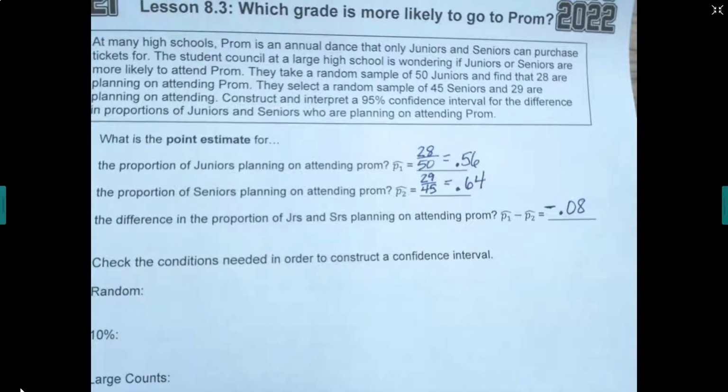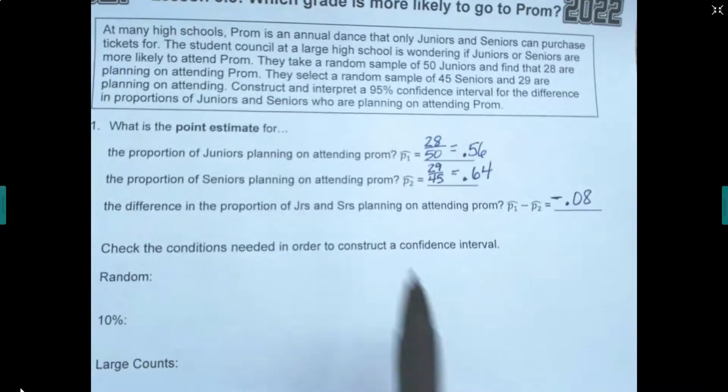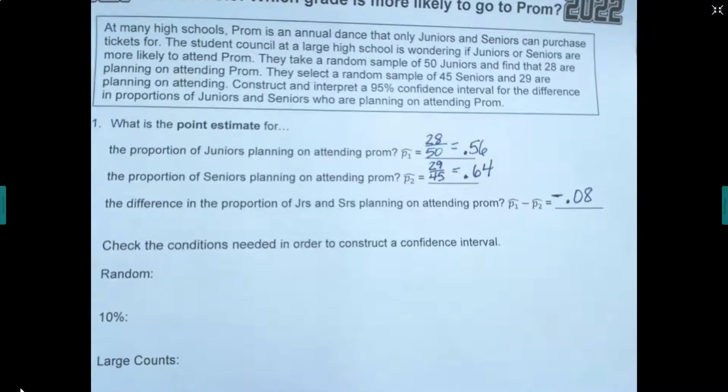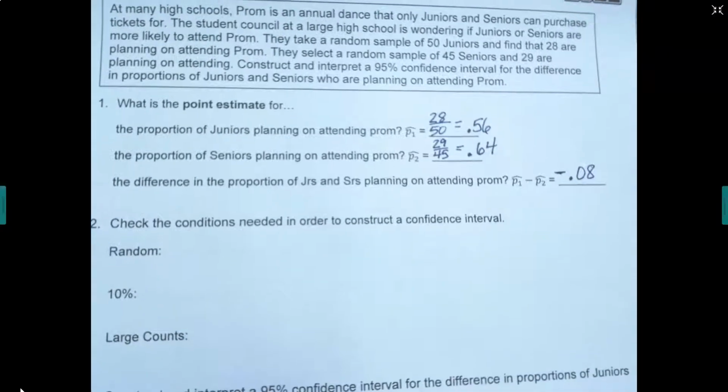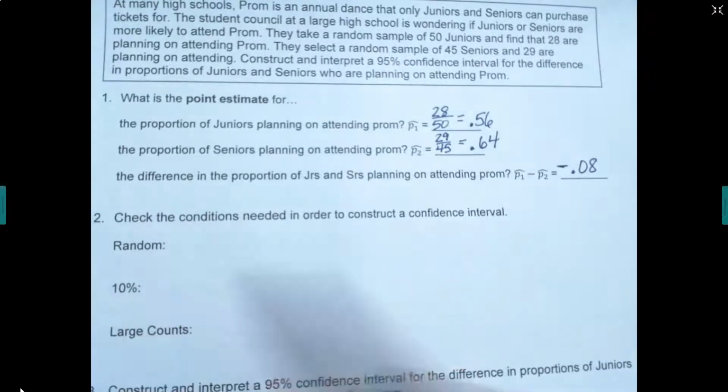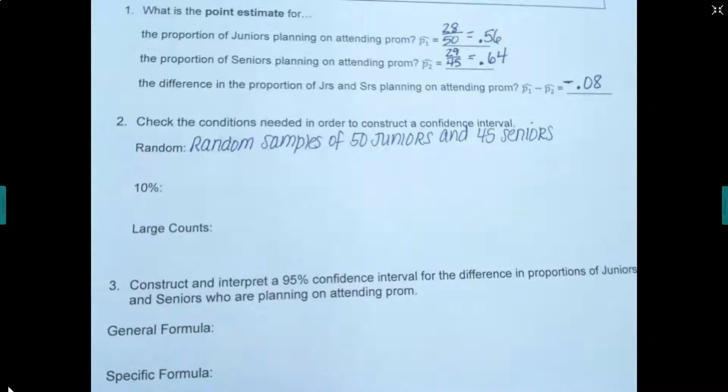Now let's check our conditions. When you're checking conditions for two different samples, you need to address both of them individually. So for random, we had random samples of 50 juniors and 45 seniors. Same when we get to our 10%. We had 50 juniors and 45 seniors, which means the population of juniors has to be 500 and the population of seniors has to be 450, which is a lot of students.